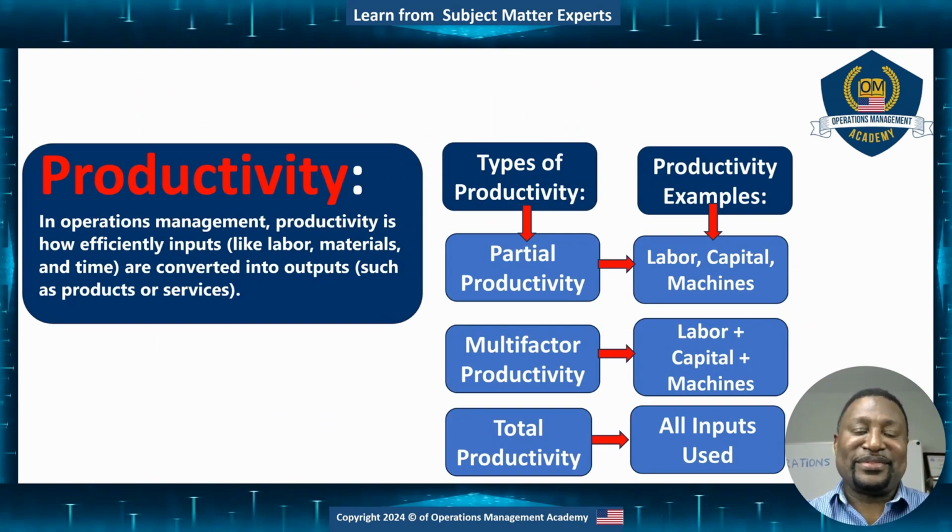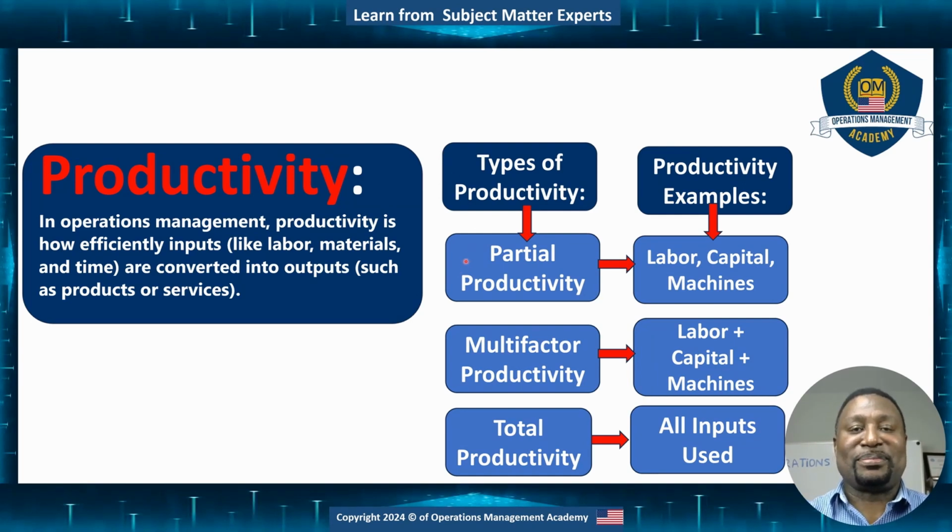First of all, let's review productivity itself. What do we mean by productivity in operations management? This is how efficiently we transform our input into output. That's the definition of productivity in operations management. So productivity has to do with efficiency. How efficient are we in transforming input into output?